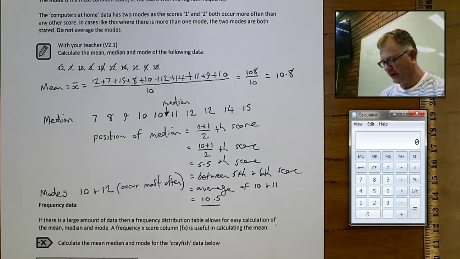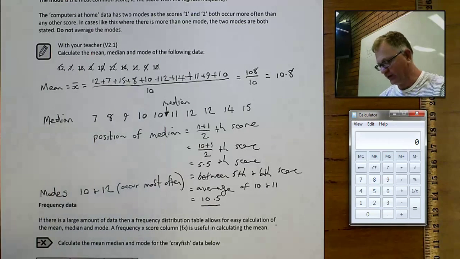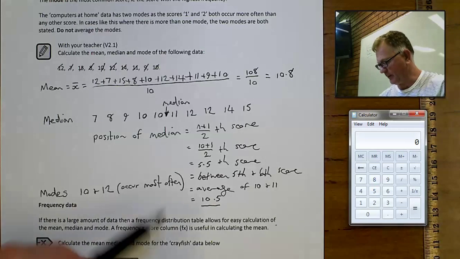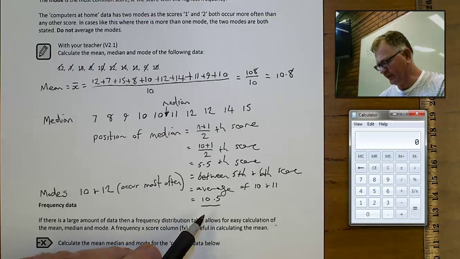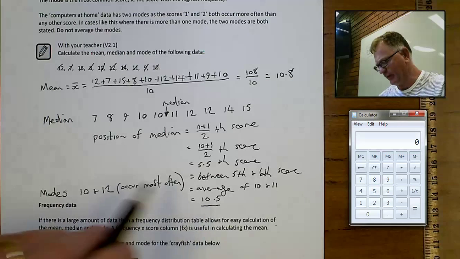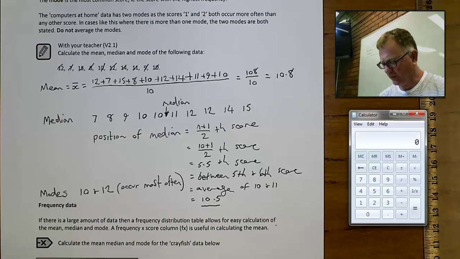Something to realise is that we've been looking at methods of finding the middle of the group of scores, the centre, a score typical of the whole group. And in this case we've come up with a mean of 10.8, a median of 10.5. We've also found the most common are 10 and 12. It's quite normal to find that these three measures will throw up results which are very similar to each other, in which case they have here.